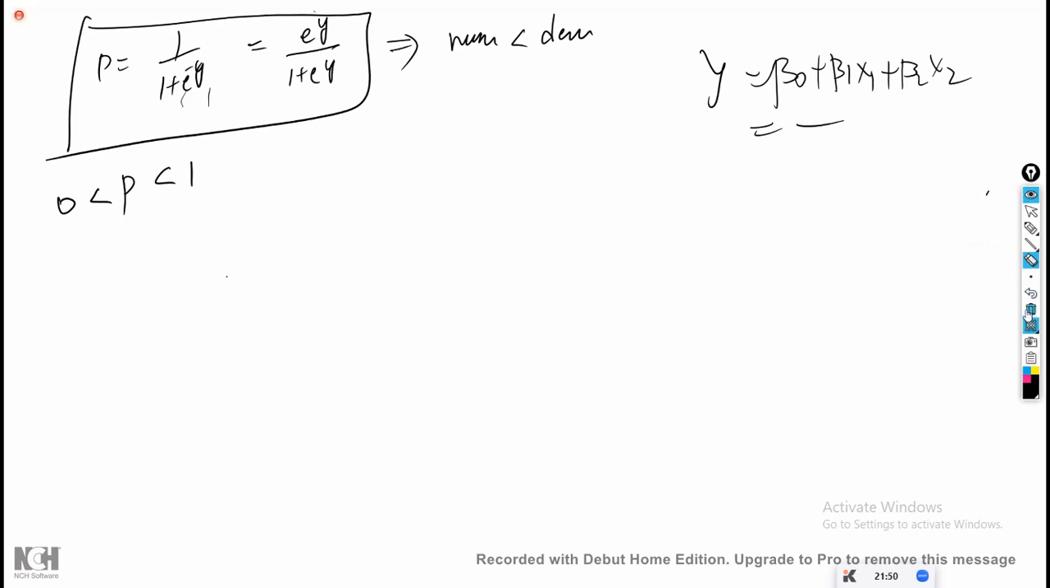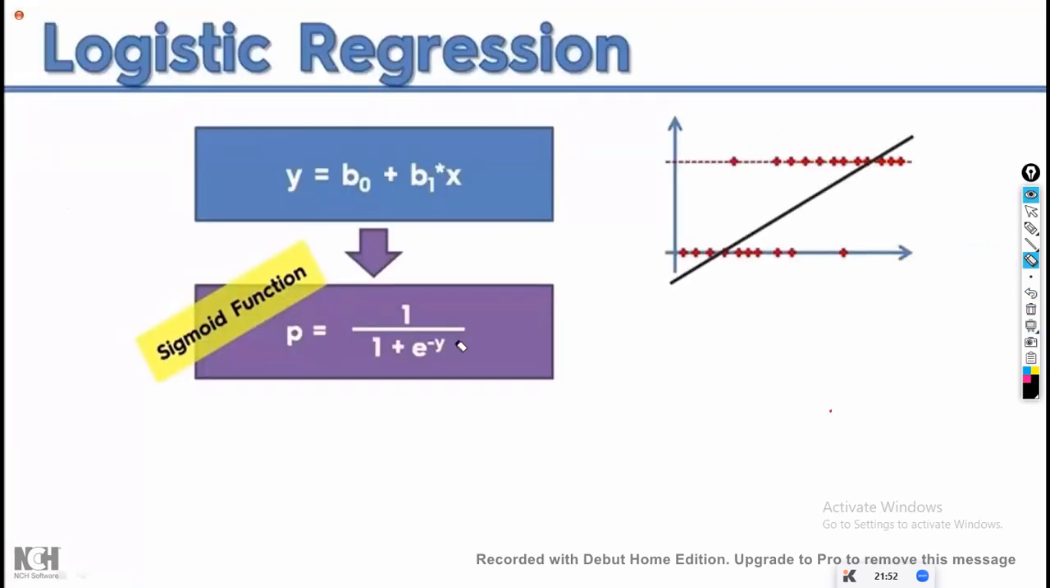So whatever the probability you have, it is going to be between 0 and 1. Now, if I expand this equation, p is equal to 1 divided by 1 plus e to the power of minus y. Then 1 plus e to the power of minus y is equal to 1 divided by p. I'm just sending this one to this side and this one to this side. Right?